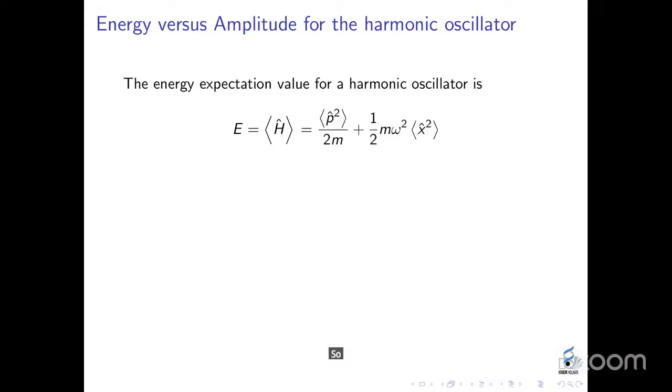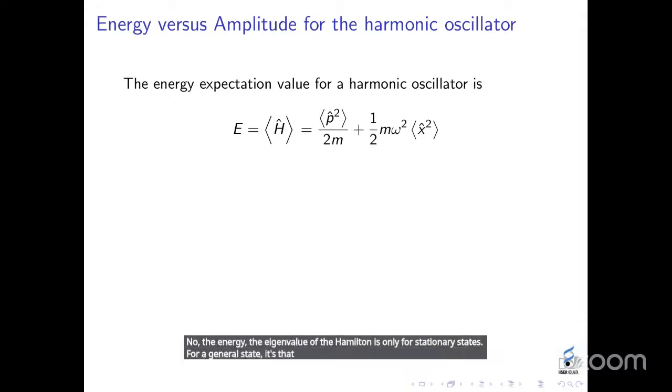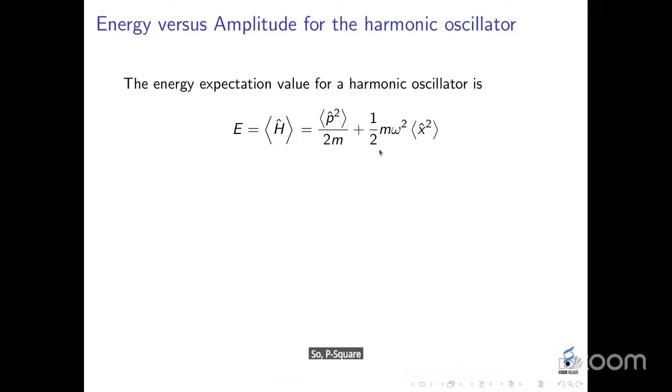So if you write the energy, which is the expectation value of the Hamiltonian, no, the energy is the eigenvalue of the Hamiltonian only for stationary states. For a general state, it's the expectation value of the Hamiltonian that we are using. So it is the expectation value of p squared by twice m plus half m omega squared times the expectation value of x squared.